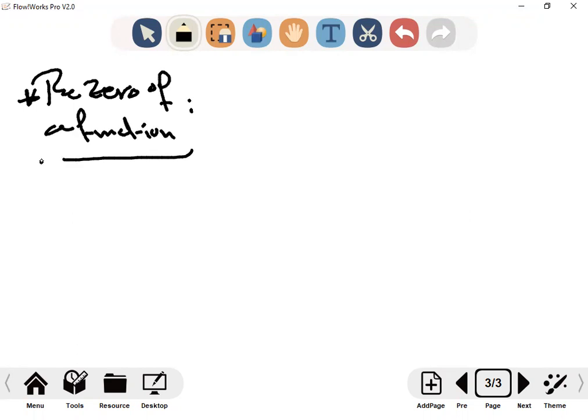For example, the zero of a function: I'm not talking about the zero as a number. It is a name here. The zero of the function is a value. If you substitute this value in the function, the answer will be zero. Got it? This value makes the function equal to zero. You understand the zero of the function?